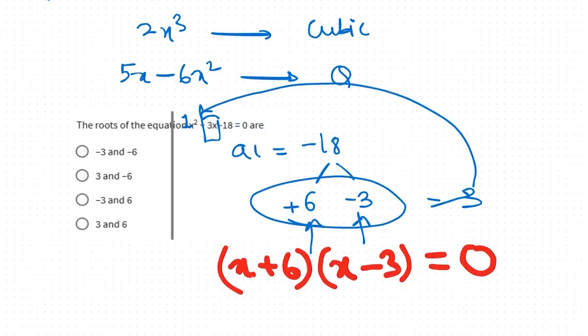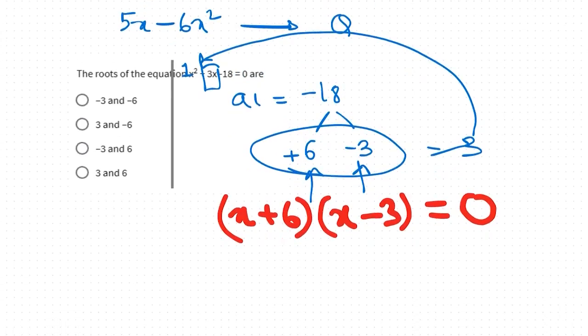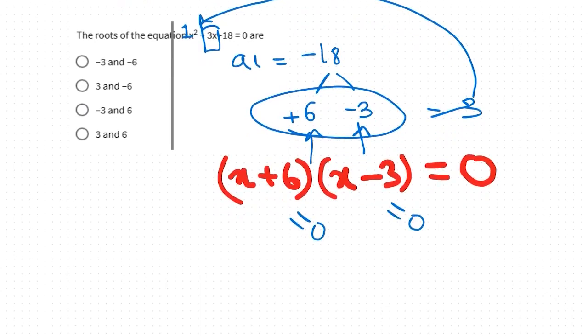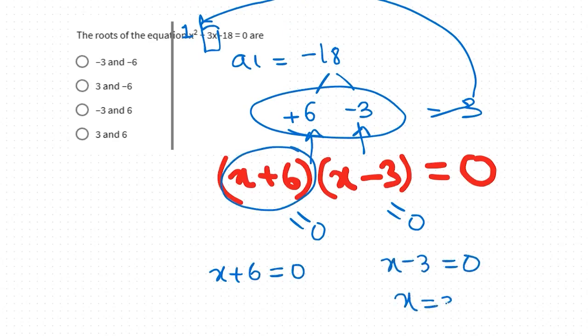So x values are the roots, right? So equate them individually. Answer will be x plus 6 is 0 or x minus 3 is 0. So 3 and minus 6, okay?